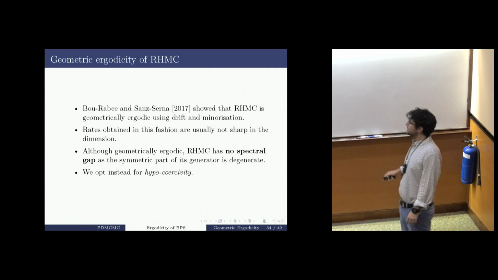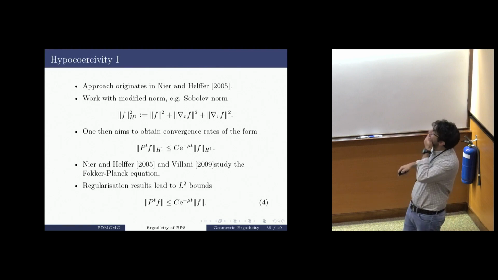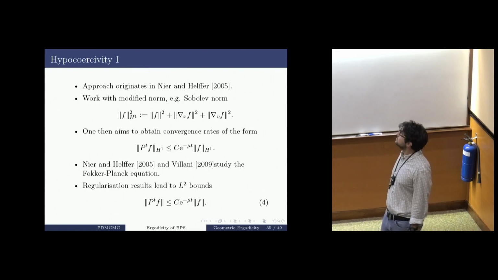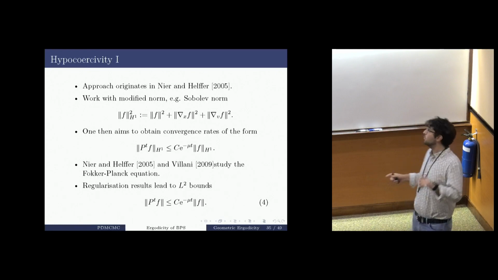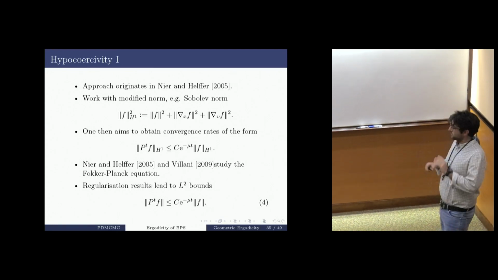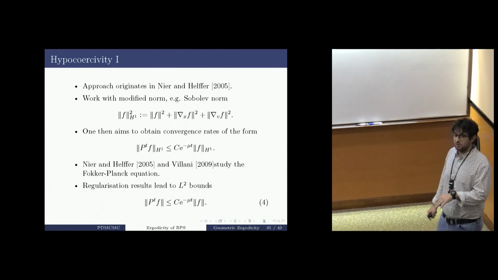Hypercoercivity is the new bag of tricks that essentially was introduced by Nier and Helffer. And it was wrapped up in a very nice way by Villani in his 2009 paper, and he put it in a more general framework and explained what's the algebra behind it. So the idea is that we forget about L2 for now. L2 may come back into the picture at the very end of the calculation.